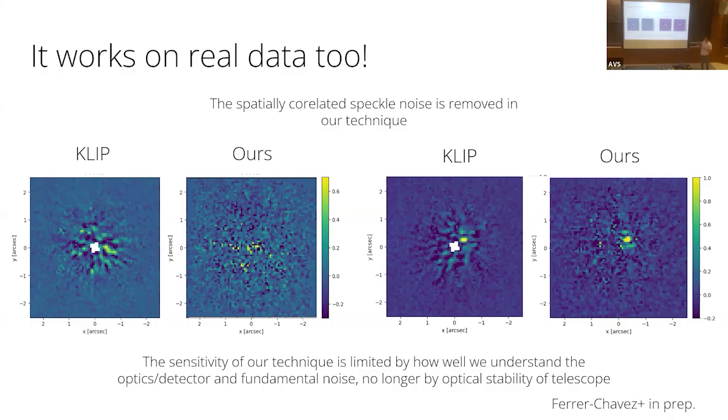So the advantage of this technique is limited by how well we understand the optics, detector, and fundamental noise, rather than the optical stability of a telescope. And the optical stability of a telescope is hard to do. For JWST, we're talking about nanometers of drift will basically affect our ability to detect an exoplanet. And here, we're able to overcome that and no longer have to worry about the fact that the telescope mirrors might slightly drift by like 1 nanometer and cause us to lose an image of an exoplanet.